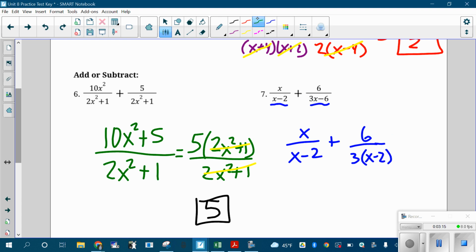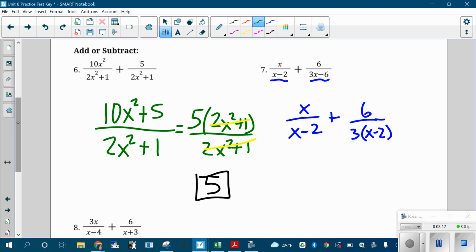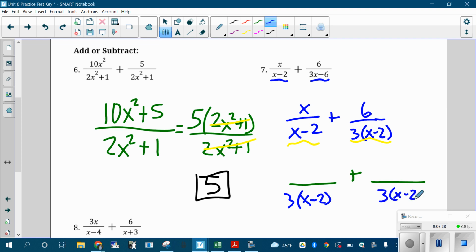Okay? In order to add the fractions together, they need to have the same denominator. I need to find out what the common denominator is. I need to write them both with the same denominator. If you look at the 2 denominators, the smallest denominator that contains them both has to have an x minus 2 and also has to have a 3. That is the common denominator. It's the smallest thing that contains them both.